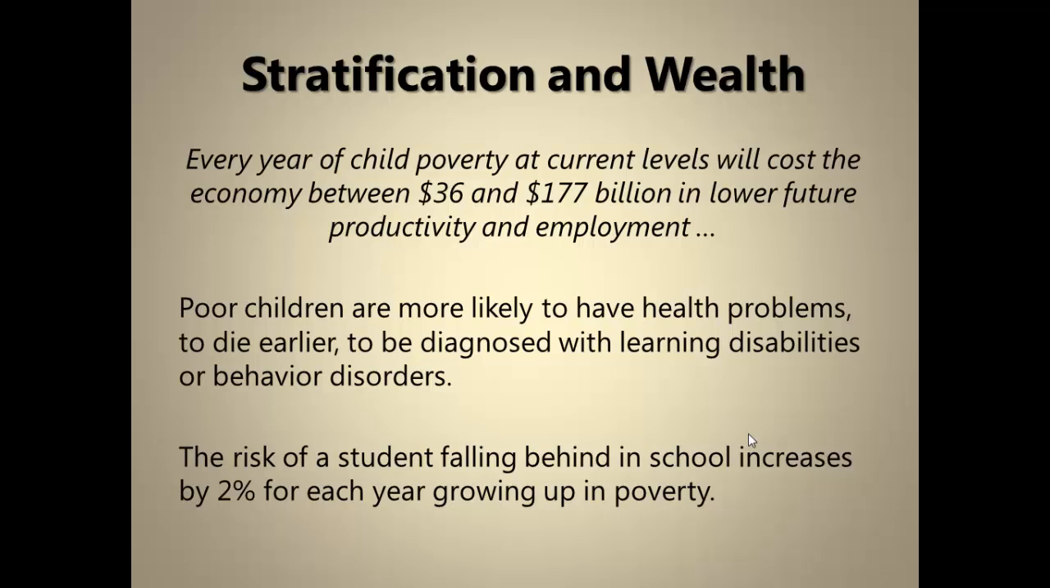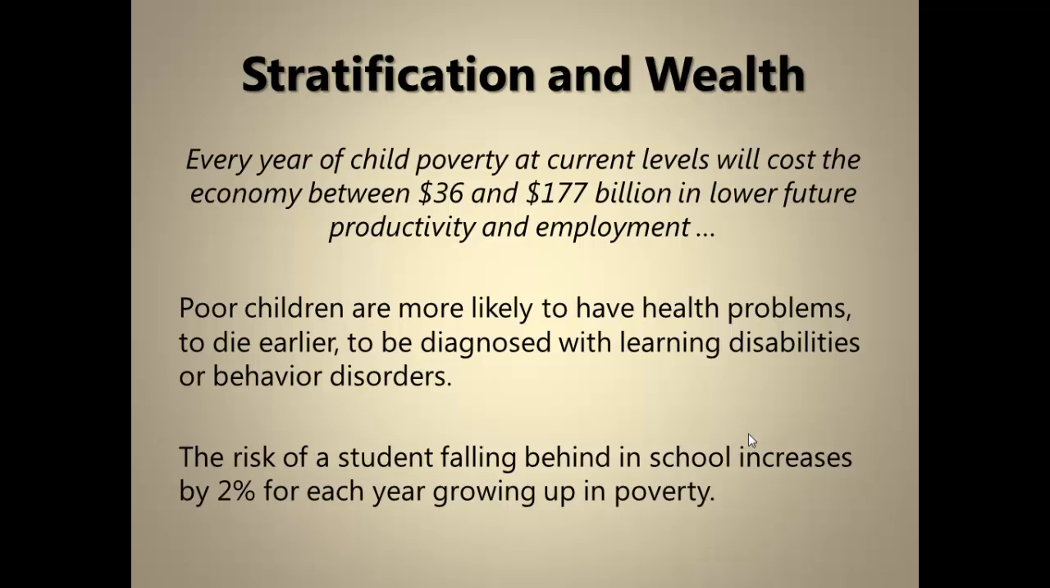Every year of child poverty at the current levels will cost the economy between 36 and 177 billion in future low productivity and employment. So the kinds of things that are denied to children in the families now receiving public assistance, they're not able to access higher education. They're not able to access the services and the resources that middle and upper income children can access. That fact alone will cost the economy that much more in future years.